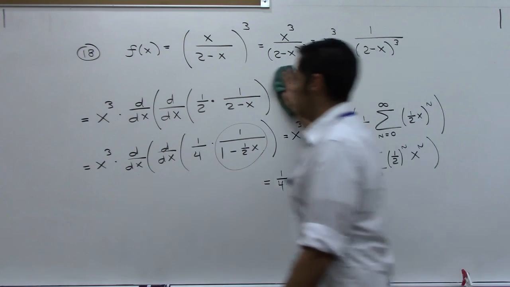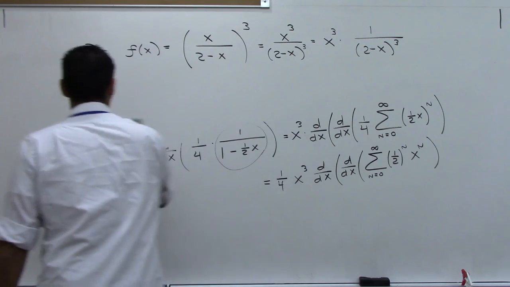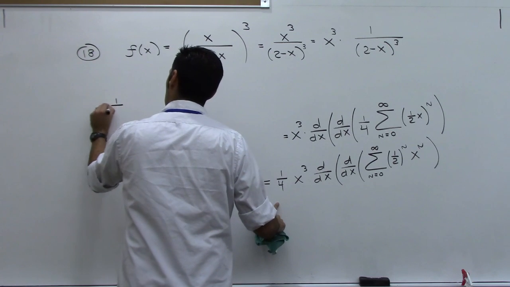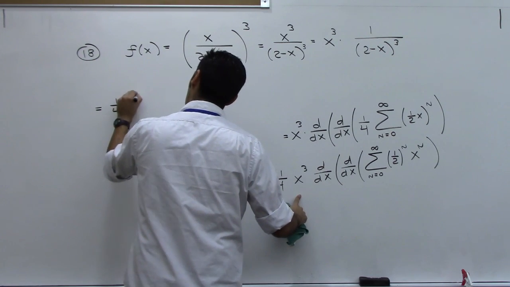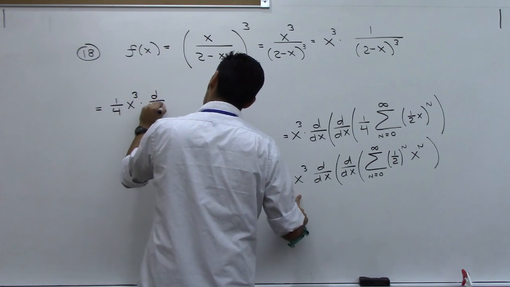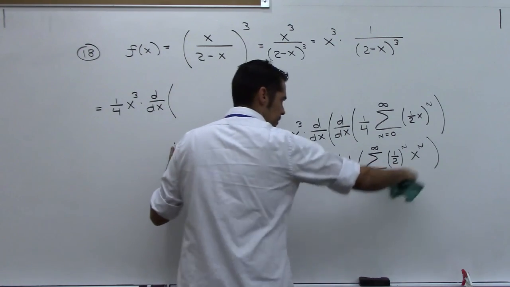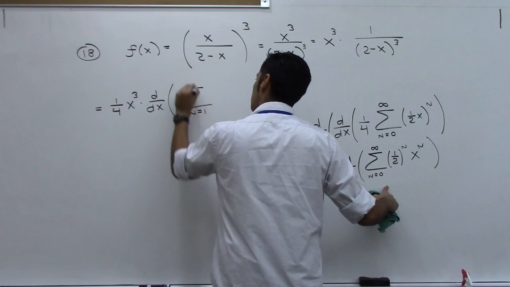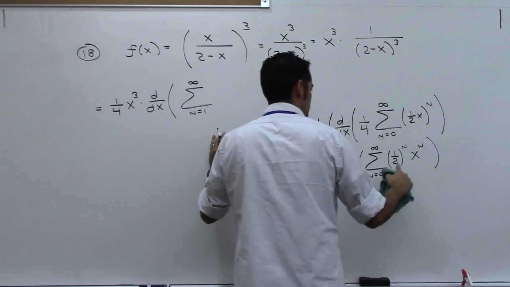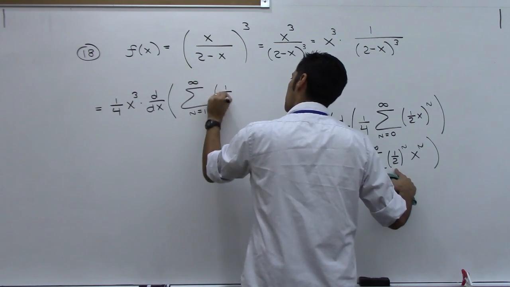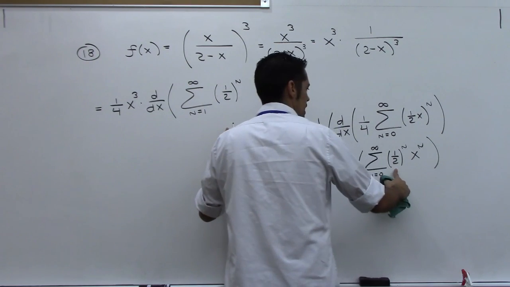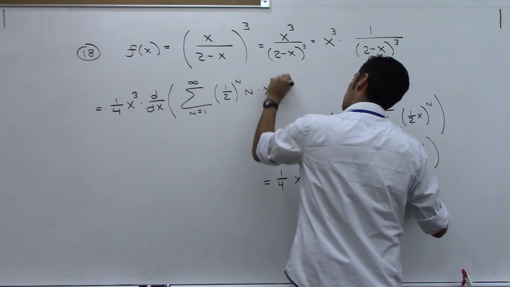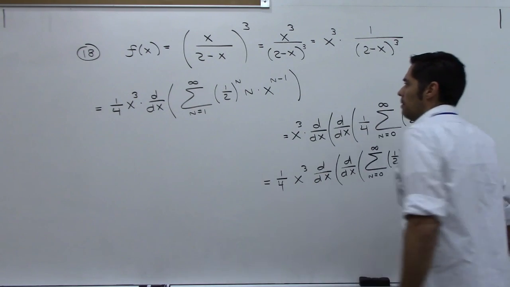So now I'm going to take that derivative. So I have 1/4 x cubed times the derivative with respect to x of, now let me take this derivative. So I have sum, the index is going to come up, n equals 1 to infinity, and then this stays, and then the n comes out, and n minus 1. All right, so there we go.